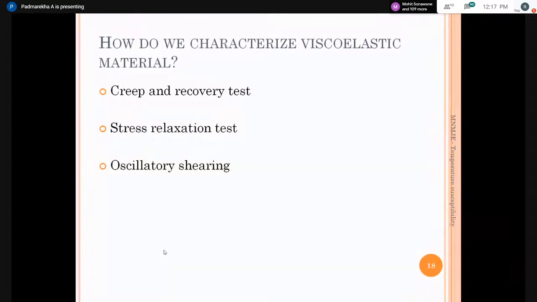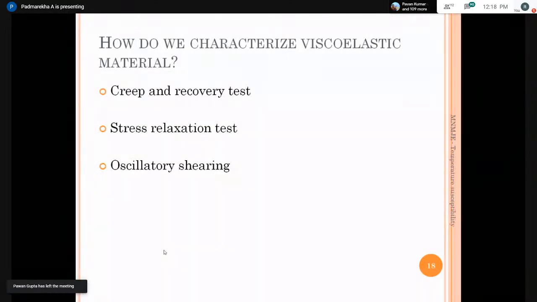Generally, viscoelastic characteristics of a material can be understood using three different tests. One is the creep and recovery test, another is the stress relaxation test, and the third one is oscillatory shear testing. These characterize the viscoelastic material. This itself is a separate course, characterization of the viscoelastic material. But I have included a few slides just for you to understand what the creep and recovery test, stress relaxation test, and oscillatory shear test are. Not too many, just to tell you what this kind of behavior is.